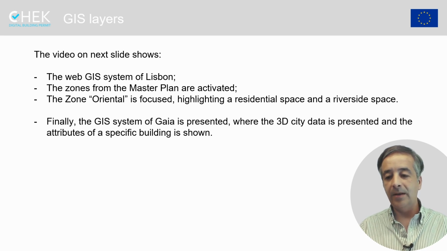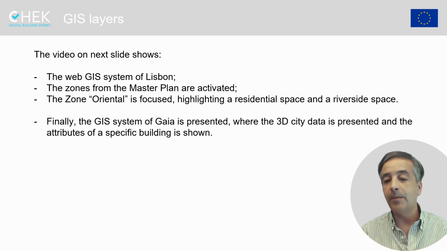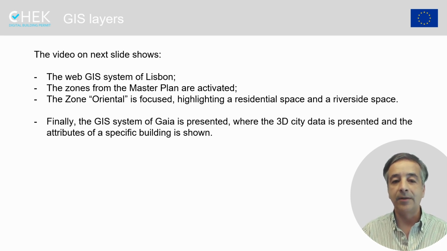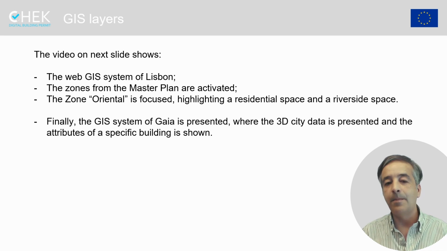So within digital building permits, this is a further step. But at least for illustration, and some municipalities don't have this yet, for illustration, it's nice to see even things that already existed even before the project. So let's start with showing a little bit about the web GIS system of Lisbon. Then we are going to look at some zones of the master plan that we can activate. So we'll look at two particular zones that I will mention.